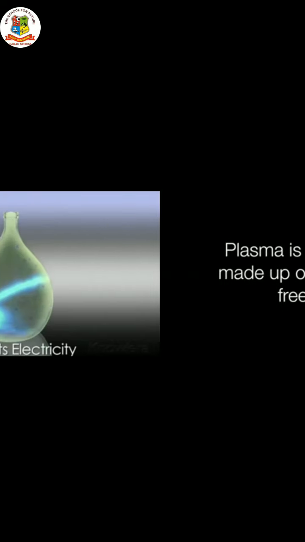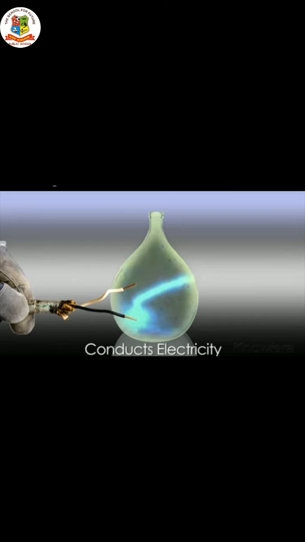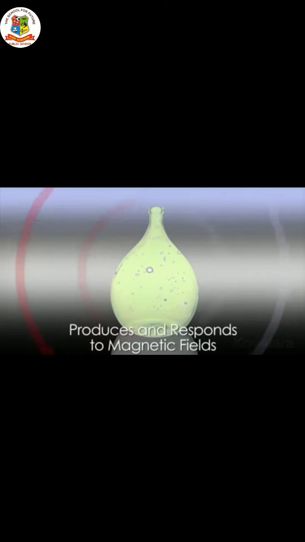Plasma is an energized gas, an energetic gas made up of positive ions and free electrons. When we provide current to it, it conducts electricity, and due to this electricity it forms magnetic fields around it. You can see this magnetic field around this bulb.